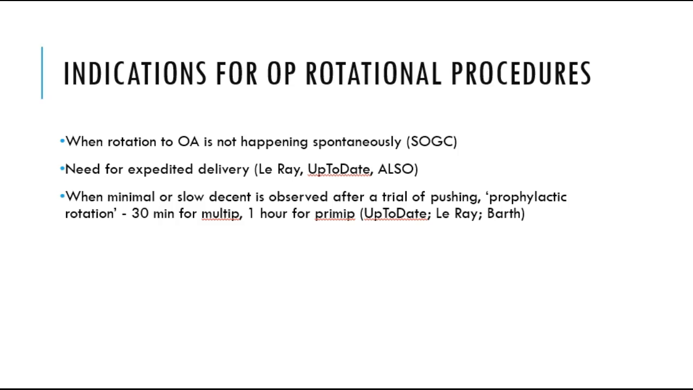So indications. The Society of Obstetricians and Gynaecologists of Canada says if OA isn't happening spontaneously, that's when we should rotate. All these groups are also up to date. Lorraine is another voice that's speaking into manual rotation a lot. So if you have a need for expedited delivery, so maybe heart tones have been bad, we've been pushing with OP for a little while, we're not turning, this baby really should come out, consider manually rotating so we can be born sooner. And then lastly, what I already talked about, if you've already had a mini trial of labor, you could do a prophylactic rotation. So 30 minutes for a multip, 1 hour for a primip.